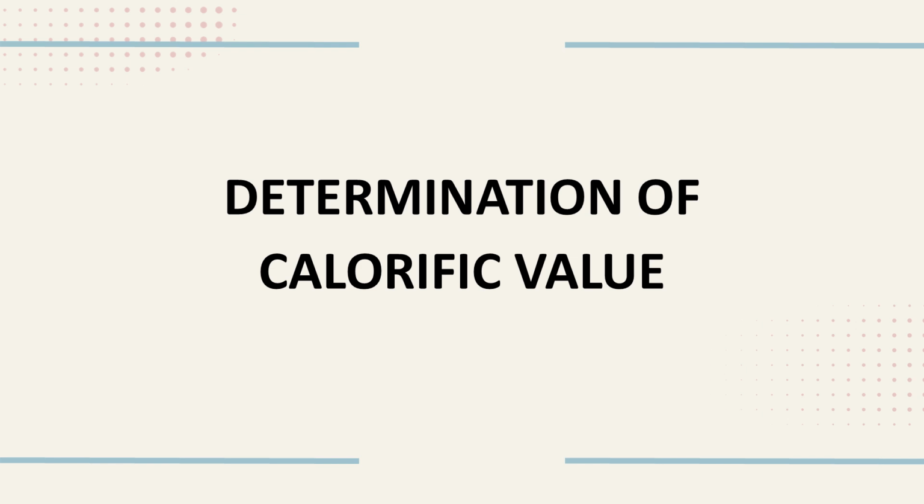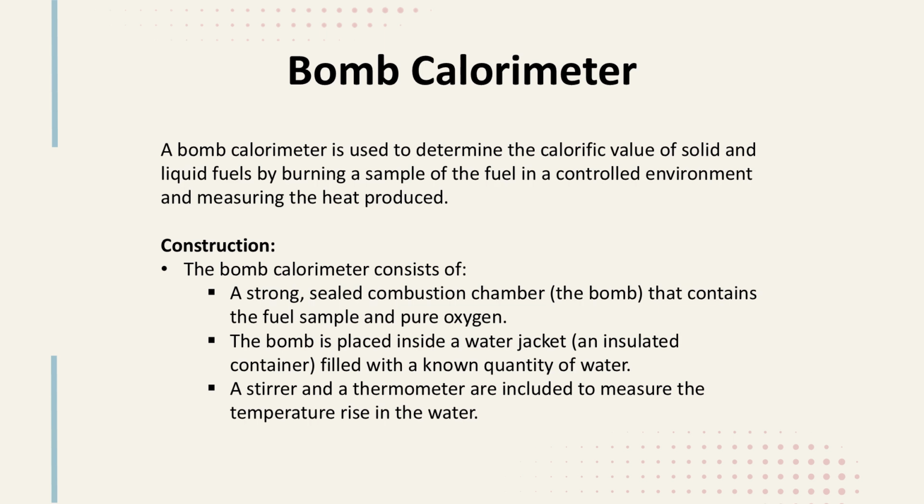The calorific value of a fuel can be determined using experimental devices like the bomb calorimeter and Boy's gas calorimeter. The bomb calorimeter consists of several key components. Combustion chamber: the bomb, a strong, sealed chamber that contains the fuel sample and pure oxygen for combustion. Water jacket: the bomb is placed inside a water jacket, which is an insulated container filled with a known amount of water. The water absorbs the heat produced during combustion. Stirrer and thermometer: these components help to measure the rise in water temperature accurately. The stirrer ensures that the heat is evenly distributed, and the thermometer records the exact temperature increase.